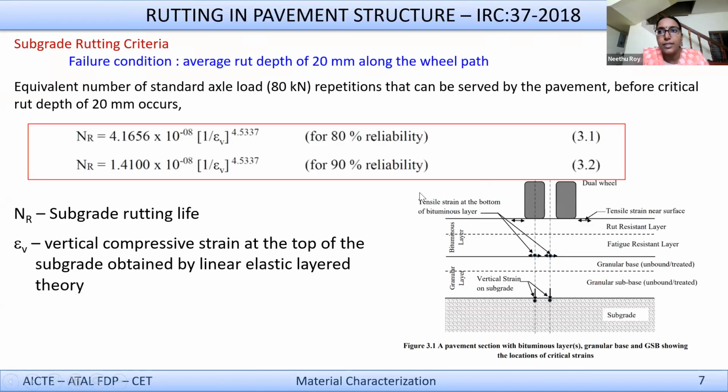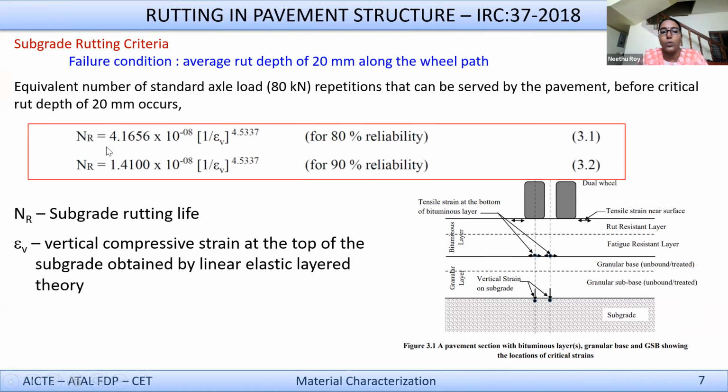Okay, so let's look at what IRC says about this rutting, or how it is tackled in pavement design. See, this is a typical pavement cross section. All of you are aware of it. This is the IRC 37 design code, which shows a typical cross-section of a pavement structure with the subgrade and the granular layers, which are the base and the subbase, and the bituminous layer on top. The bottom bituminous layer is marked as a fatigue resistant layer, and the top one is written as a rut resistant layer.